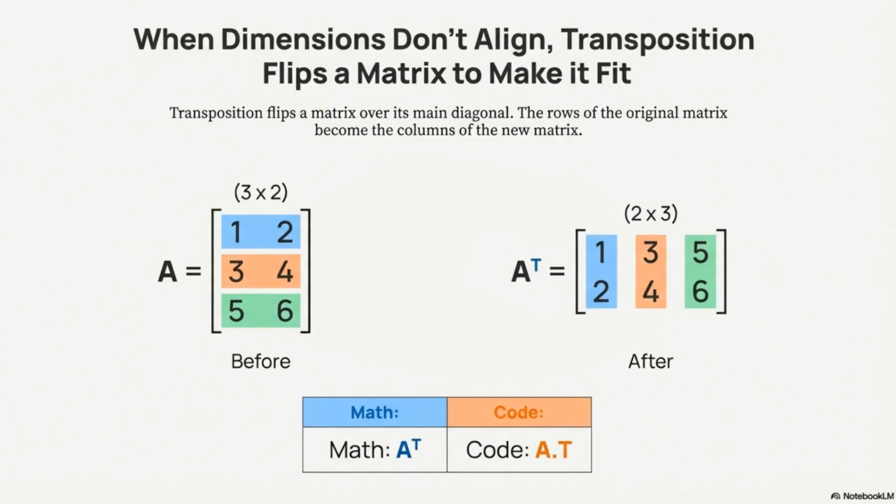What do we do when dimensions do not align, but we know the data itself is correct? That is where transposition comes in. Transposing a matrix means flipping it over its main diagonal. In other words, rows become columns and columns become rows. A matrix that was 3 by 2 becomes 2 by 3 after transposition. In math notation, we write this with a little letter T, as A transpose. In code, especially NumPy, we often call it A.T. This simple flip often turns an impossible multiplication into a valid one, without changing the numbers themselves, only their orientation.